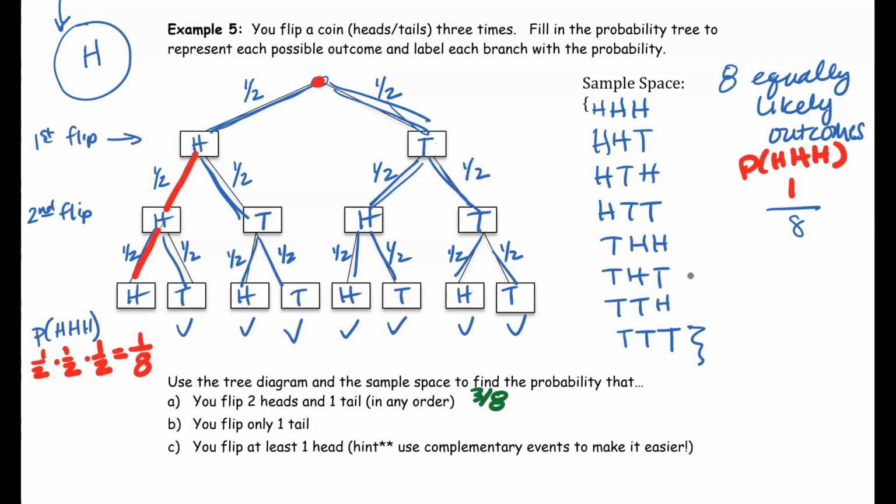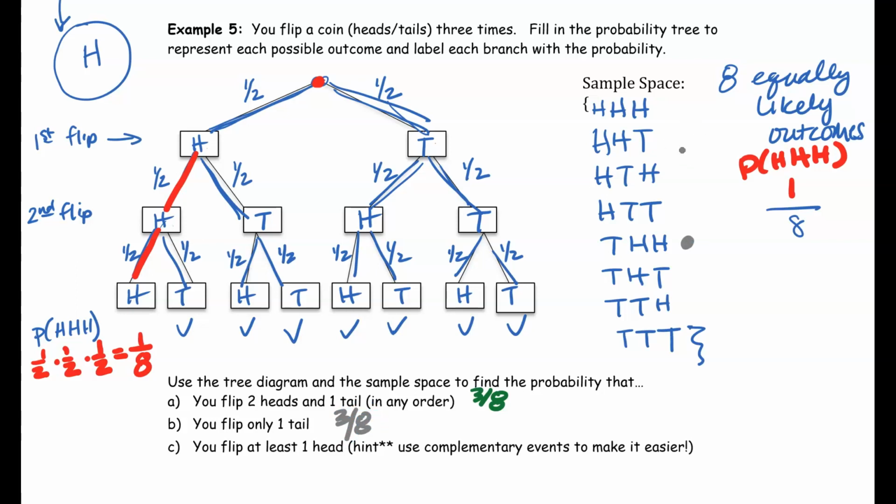So the next one says you flip only 1 tail. So I'm going to look at the outcomes where there's 1 tail. So I've got 1 tail here, I've got 1 tail here, and I've got 1 tail there. So my answer again is 3/8. And then the last one, you flip at least 1 head.